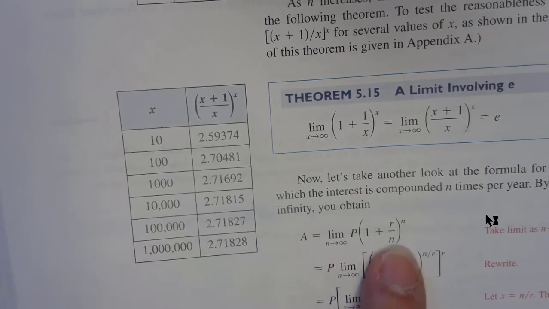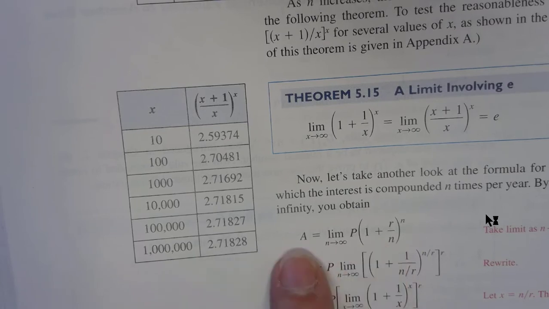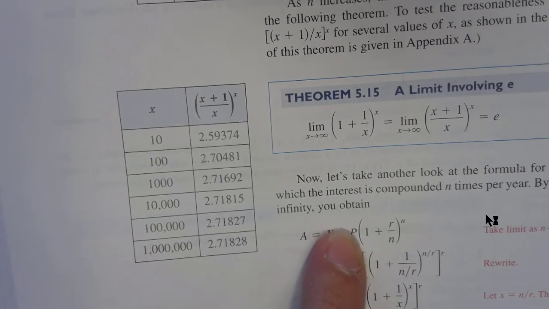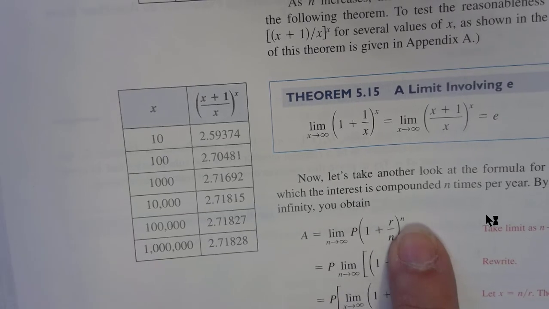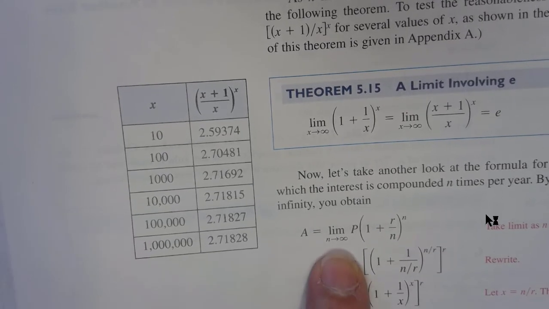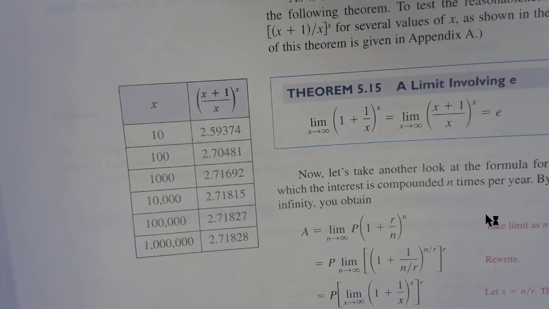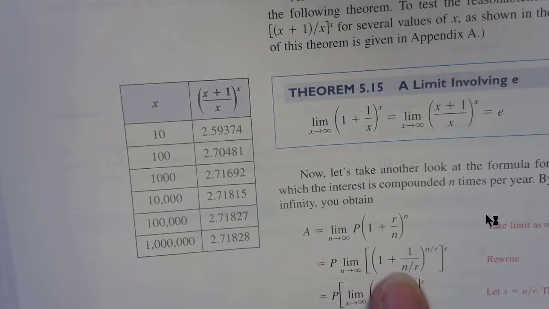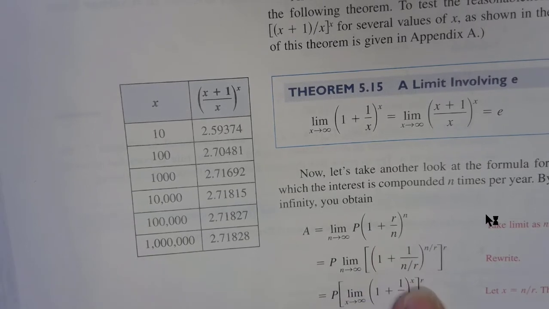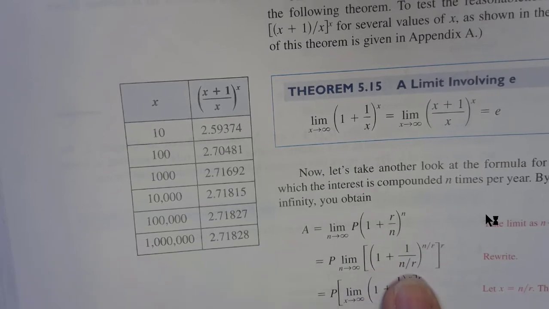You should recognize this from Algebra 2 and Pre-Cal as your compound interest formula. The amount you have is the principal times 1 plus the rate over the number of times compounded per year, raised to the n. Well, if I take the limit as n goes to infinity, we know this piece becomes e. And also, as we go to infinity, we want to look at n and r over n and write it as 1 over n over r.